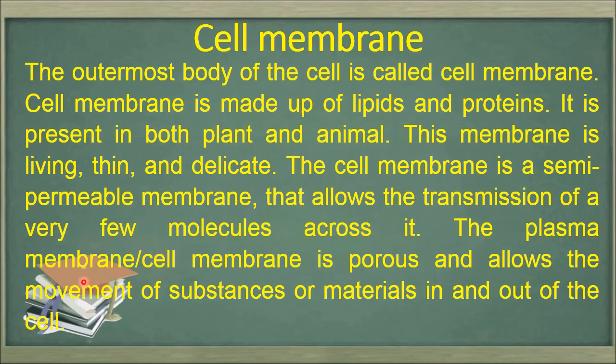The plasma membrane, the cell membrane, is porous and allows the movement of substances or materials in and out of the cell. We have already done this, so it's a repetition, that the cell membrane is selectively permeable. Basically it is made up of lipids and proteins. It is present in both plant and animal cells.